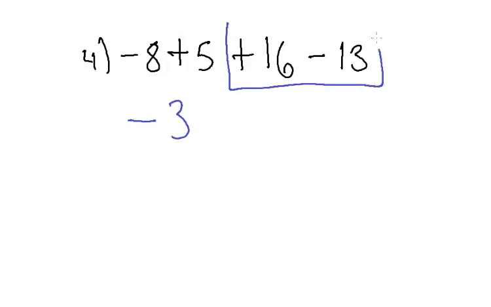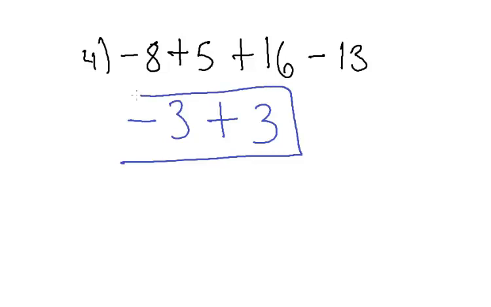Then the other 2. They have different signs. So I subtract them and I copy the sign of the greatest. The greatest one is plus 16. So the answer is going to have a plus. 16 minus 13 will be 3. Then, what do I do with these two answers? I operate them. Minus 3 plus 3.